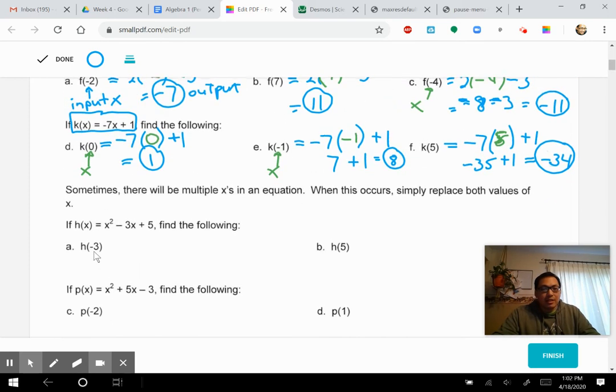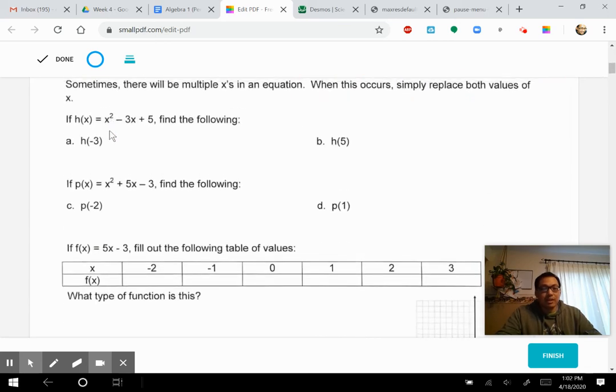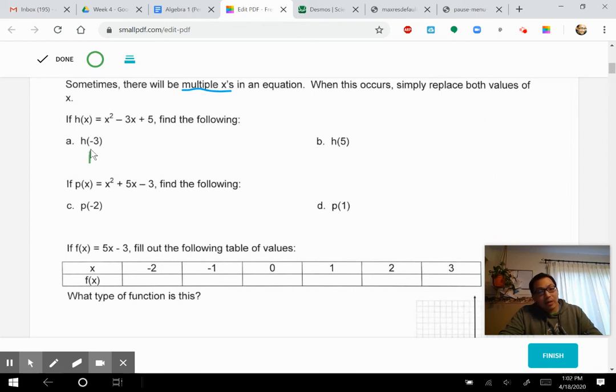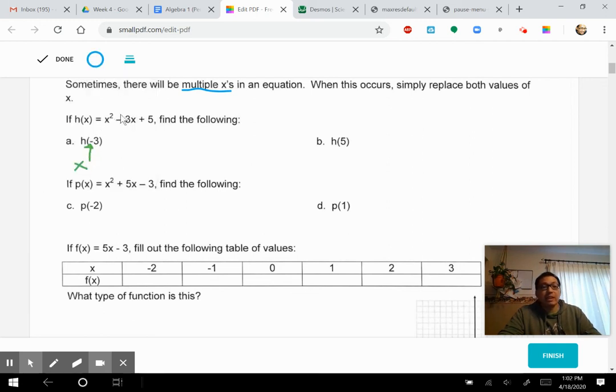Okay, so let's take a look at this next example. These ones were pretty simple, right? We're just plugging in numbers for x. What about in these next two examples? Sometimes in an equation, we have multiple x's. What do we do when there's multiple x's in the equation? Well, we simply replace both values of x. Anywhere we see an x, that's what we're going to replace with our input. Remember, this is our input, our x. So if we see it more than once in the equation, we're just going to replace it every time we see it. So here, if we've got h of -3, what's that?